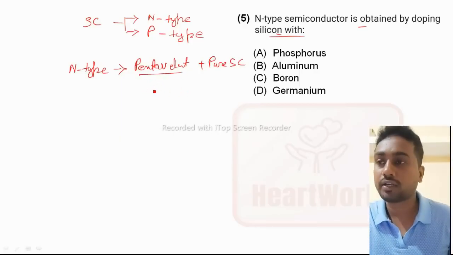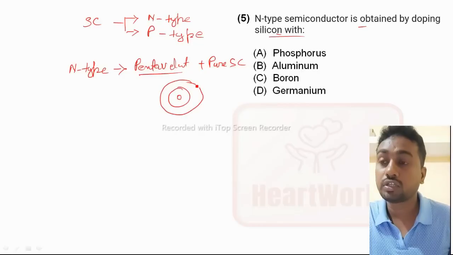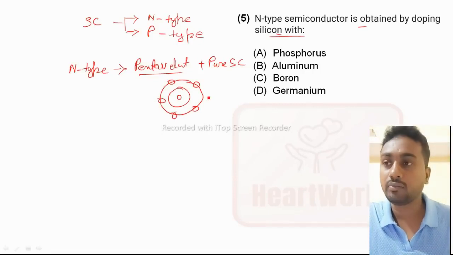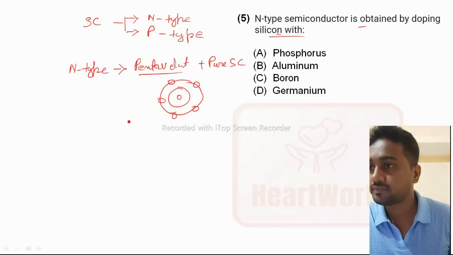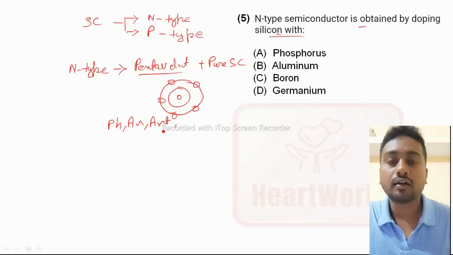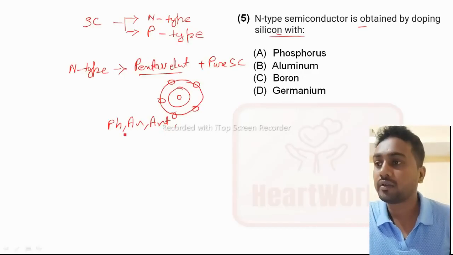Pentavalent impurities means what? Pentavalent means that in the element the outermost shell has 5 electrons. That element is called a pentavalent element. For example, phosphorus, arsenic, antimony, and bismuth. These are the pentavalent elements.